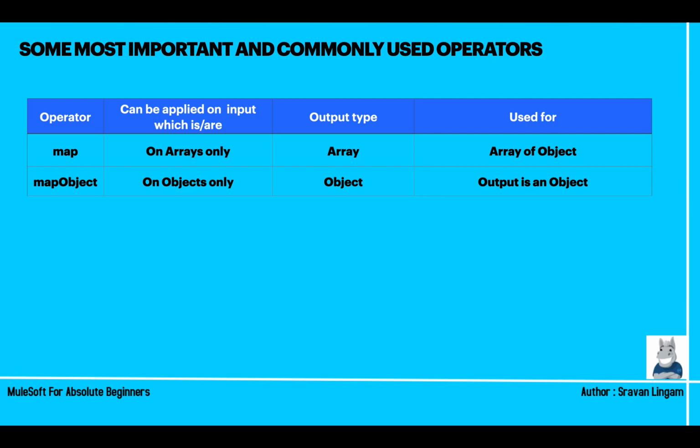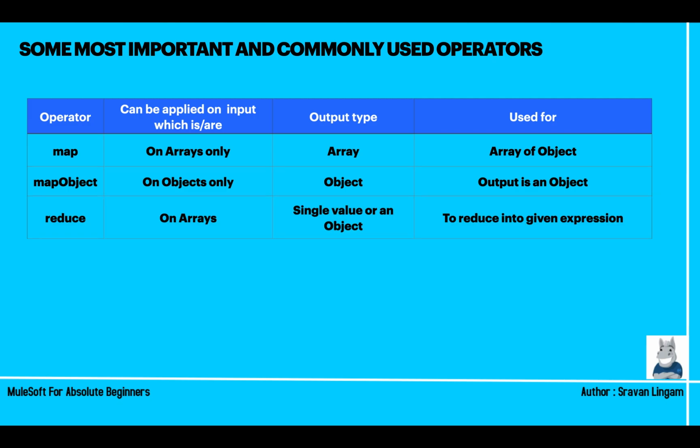So whenever someone asks you the differences, you can say on what kind of input we can apply the operator. For example, map we can apply only on arrays, map object we can apply only on objects, and what is the return type. When you apply map, the output is always an array. When you apply map object, the output is always an object. All right, so we will be discussing three more operators which are widely and commonly used in Dataweave.